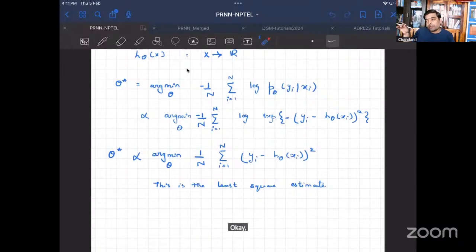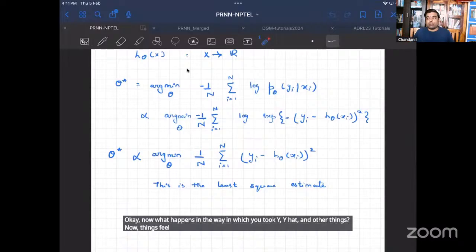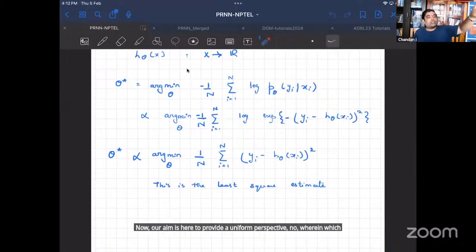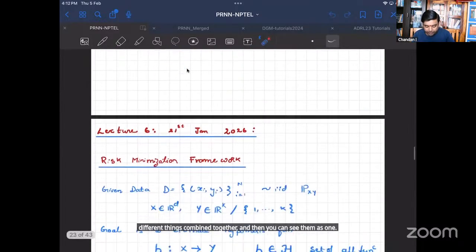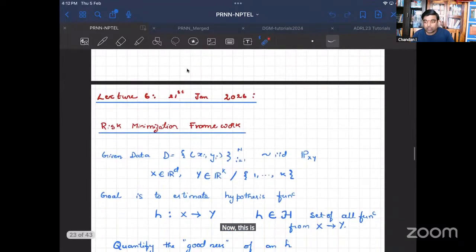Now what happens in the way in which you took y hat and other things, things feel a lot diversified. You don't see it as a uniform perspective. Now our aim here is to provide a uniform perspective, wherein what we thought of as different things are combined together, and you can see them as one entity. Now this is the MLE estimate. This is how we look at the MLE estimate.